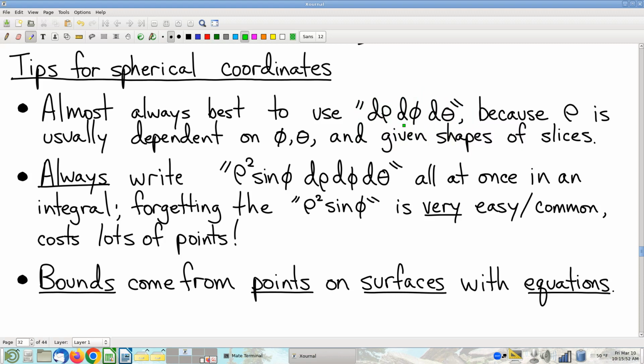Again, don't forget the stretching factor. You'd be surprised how easy it is to get distracted by all of the drawing of the pictures and the thinking about the slices and the bounds. It's really surprisingly easy to get distracted by that, to forget your stretching factor. My defense against this, that I urge you to consider, is to always write this down all at once. Don't ever just write down d rho d phi d theta by itself. You're just asking for trouble. You're going to forget that stretching factor if you're not careful. So that's something I hope you'll consider.